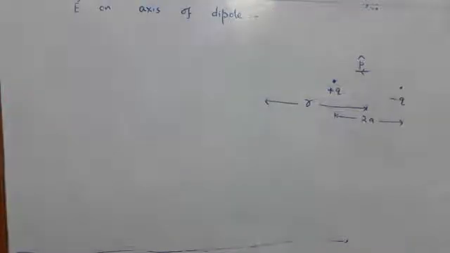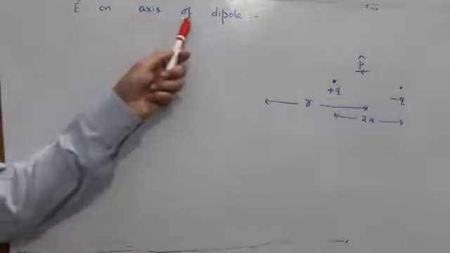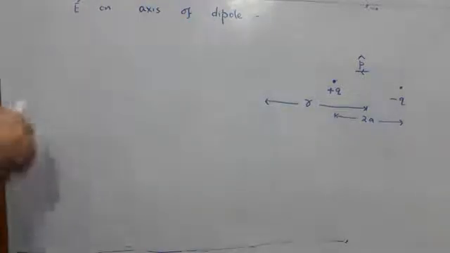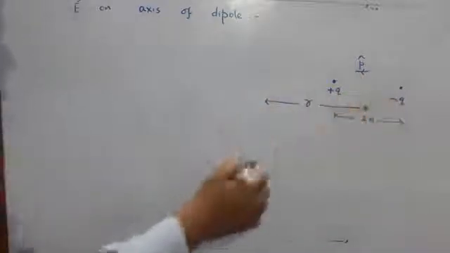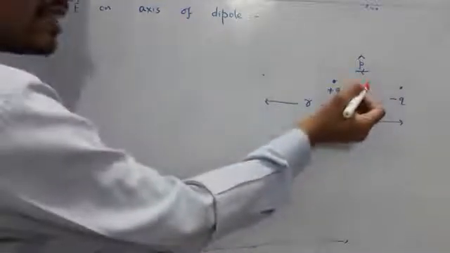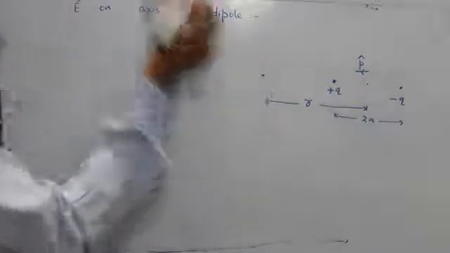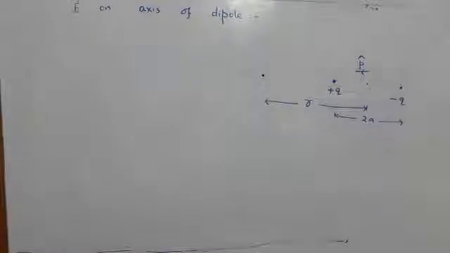Next, we would like to discuss how to calculate the electric field on the axis of a dipole. This is a dipole, minus q and plus q are the charges, the separation between the charges is 2a, and from its center at distance r, at this point we wish to find the electric field. The principle of superposition can be used, students.